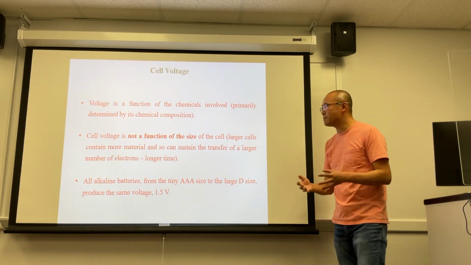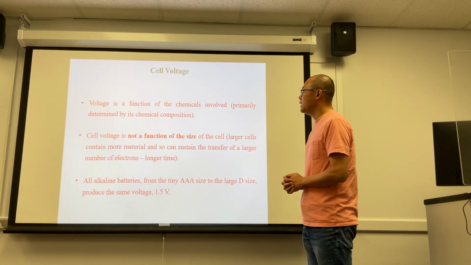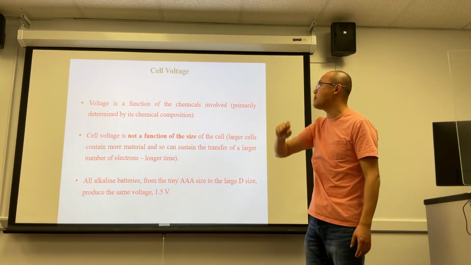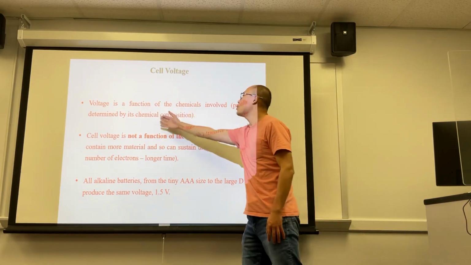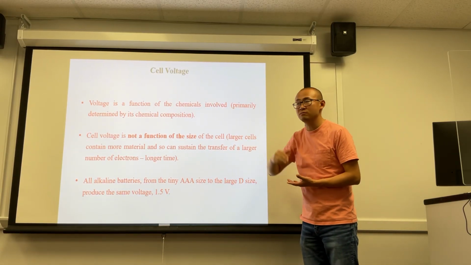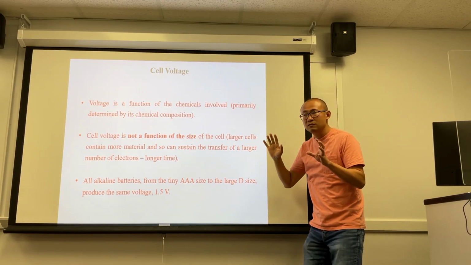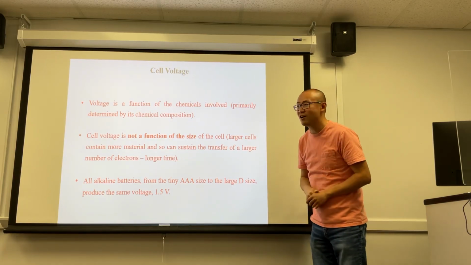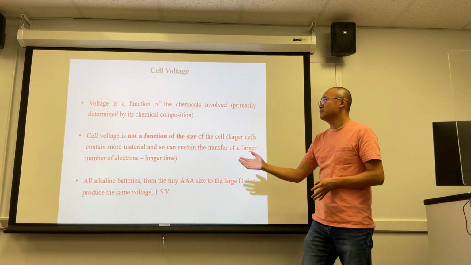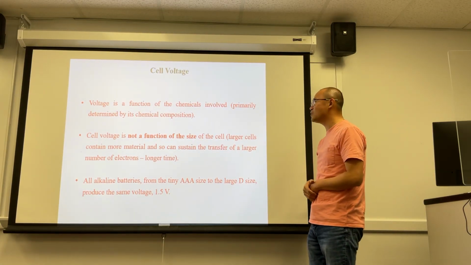Okay, now a few things about voltage. Some common mistakes or common confusion about voltage. First, voltage, again, is the potential difference. This potential difference is solely dependent on the chemical composition of the anode and cathode. The chemical composition. What does it mean? It doesn't mean it is dependent on how much the chemicals are in the cell. In another word, the voltage is not a function of the size of the cell.